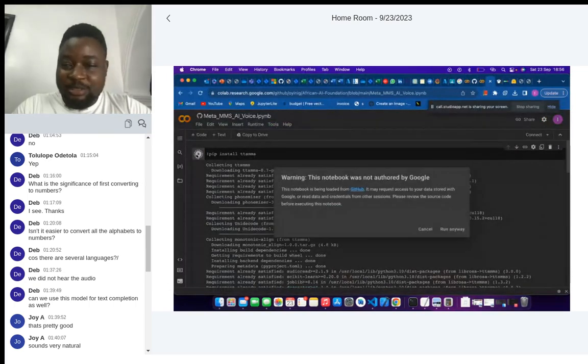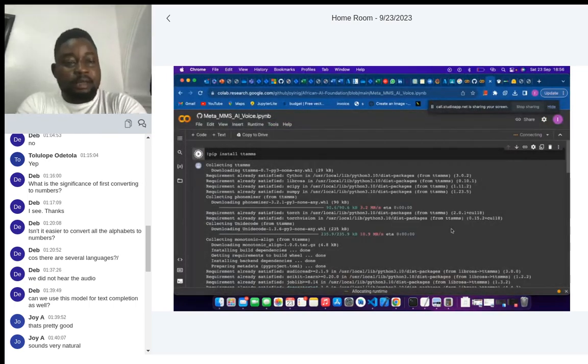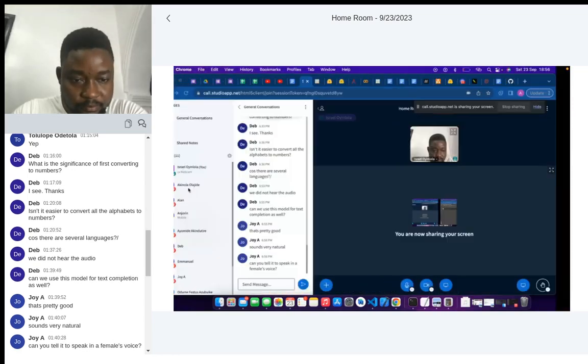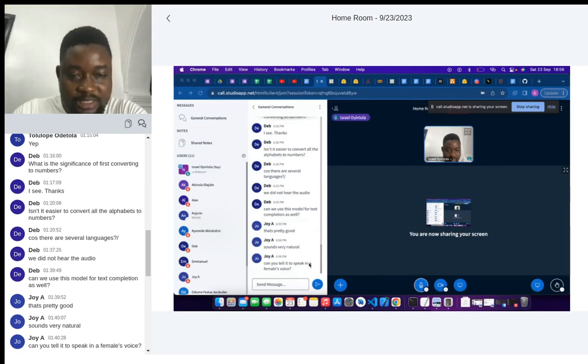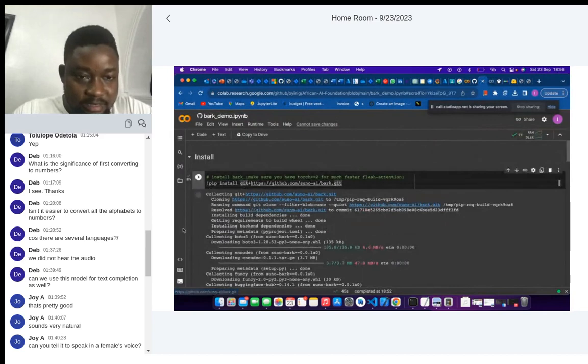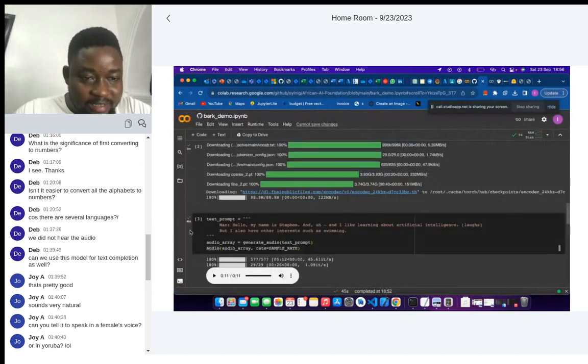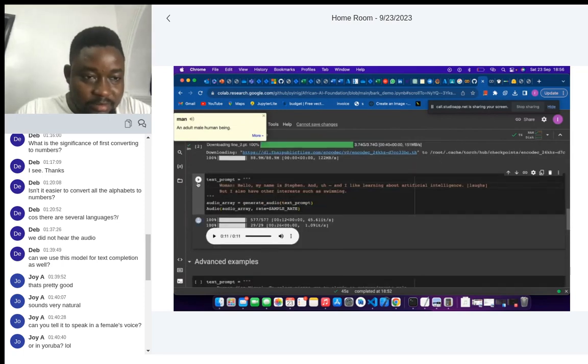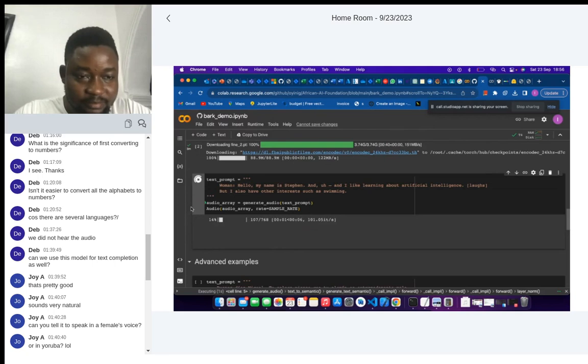So the last one that I would do is to use this generative AI model. This was built by Meta, the Facebook team. Can you tell it to speak in a female voice? Definitely. Let's do that. So, woman. All I need to do is change this to woman and run it again.